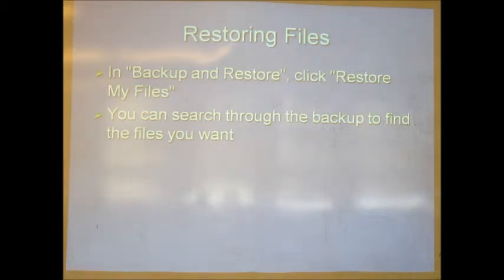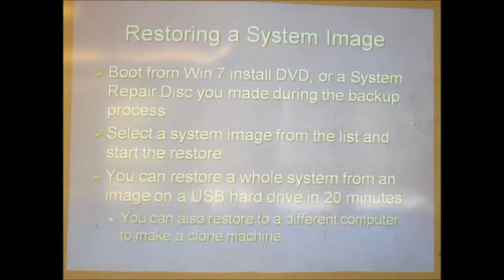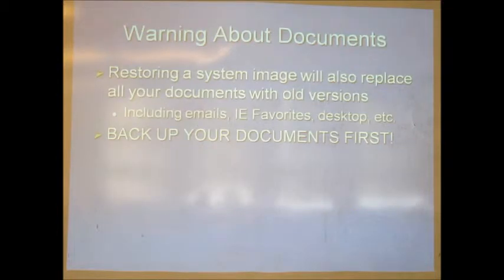Anyway, so you restore things the same way. You can restore individual files from your file backup. If you want to restore a system image, typically, remember the main reason you do this is your machine is so broken it won't even boot up. So there's nowhere in the menu, restore from system image or anything. You just boot from an install disk. Select the system image and restore. It works very well, but you can't control the process or customize it. It just finds the image and brings it back. And like I say, you can restore to a different computer to make a clone machine.